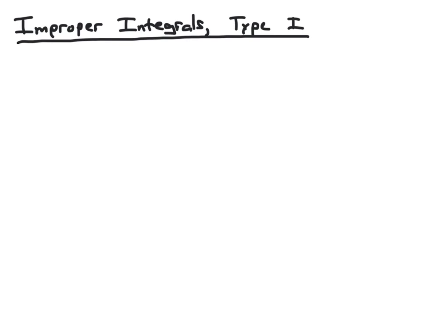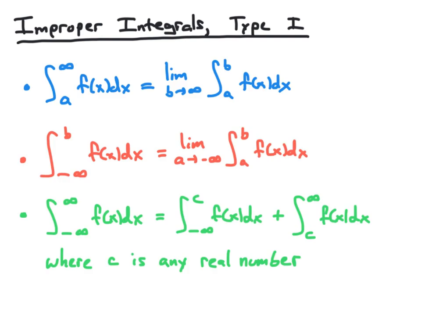In this video, we're going to take a look at some examples evaluating improper integrals of type 1. Recall that type 1 improper integrals are ones with an infinite domain and that they come in three different varieties, all defined in terms of limits as shown here.